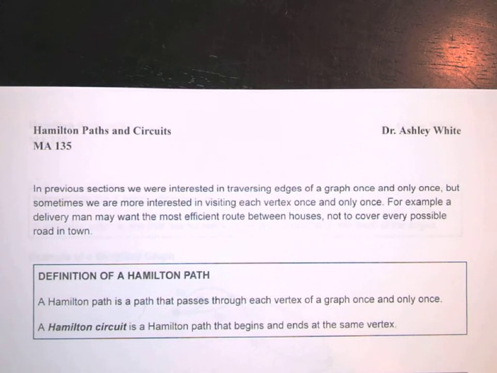So a Hamilton path is a path that passes through each vertex of a graph once and only once. And then a Hamilton circuit is a Hamilton path that begins and ends at the same vertex. Remember, a circuit is just a path in a graph that starts and ends at the same vertex.